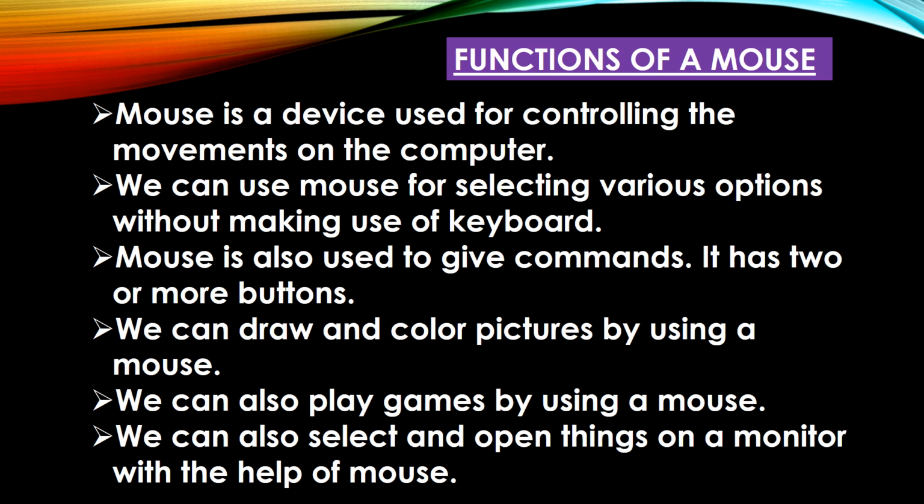It has 2 or more buttons. We can draw and color pictures by using a mouse. We can also play games by using a mouse. We can also select and open things on a computer with the help of mouse. So all these points indicate the use or function of a mouse.